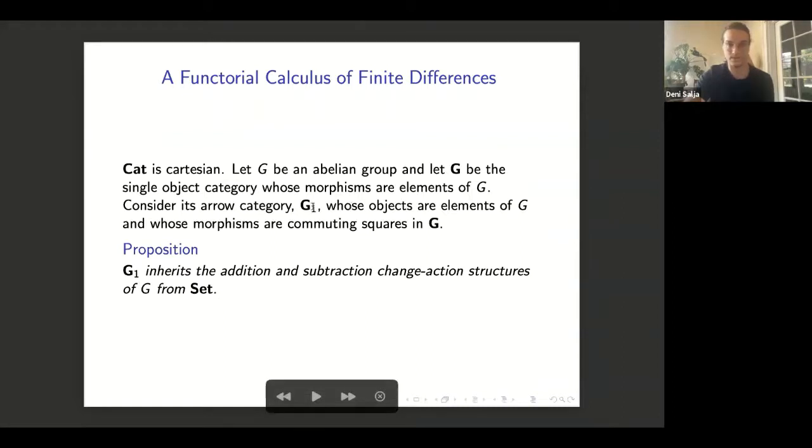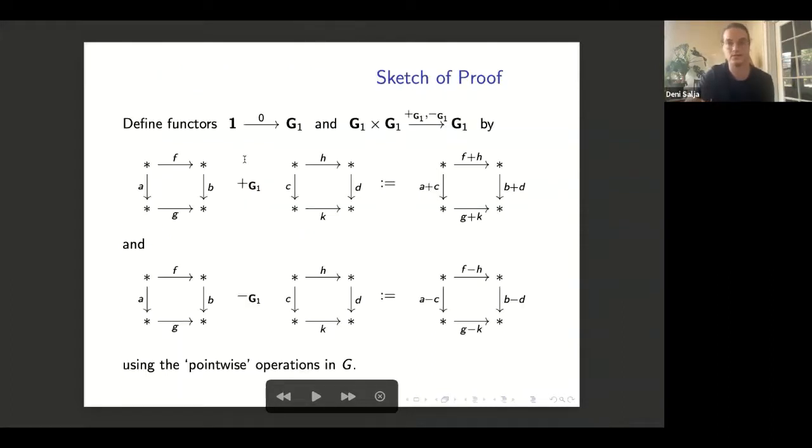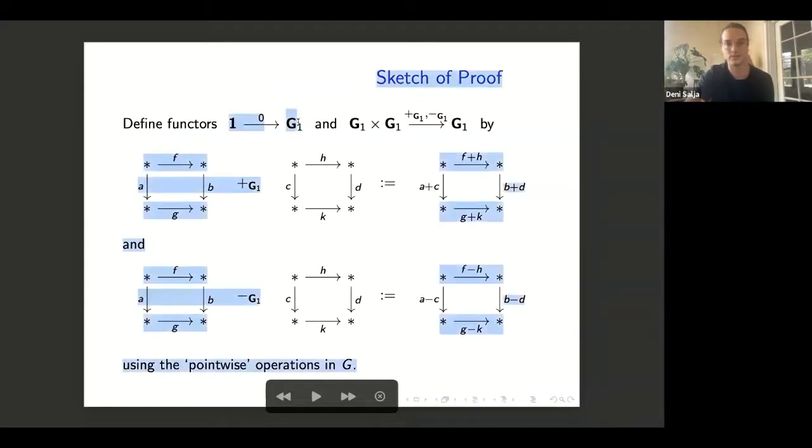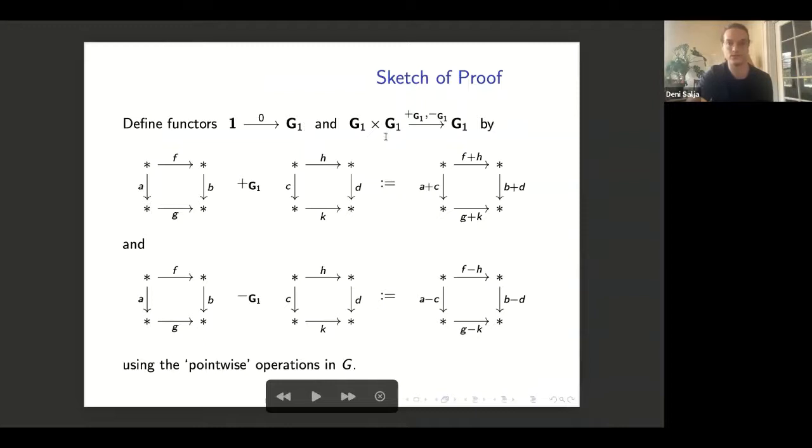So the arrow category inherits addition and subtraction change action structures from G and Set. And I'll sketch out how this is done. So the unit is going to be picking out the 0, like the unit of the group, of course. And the identity arrow is picking out the pair of identities as well. And you can define two functors, plus and minus, by just kind of taking these point-wise sums and differences.